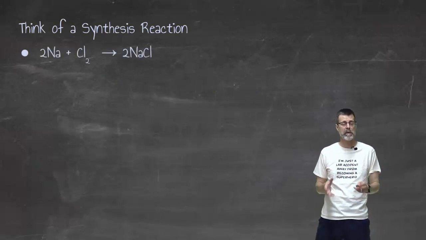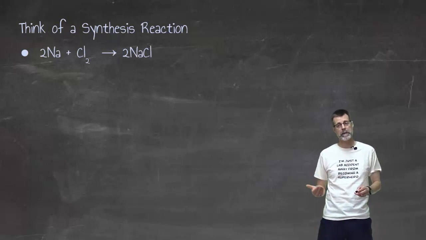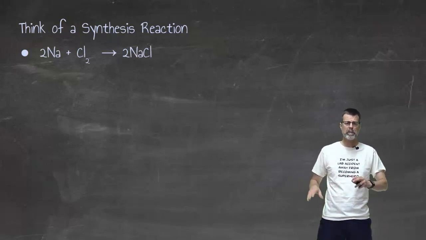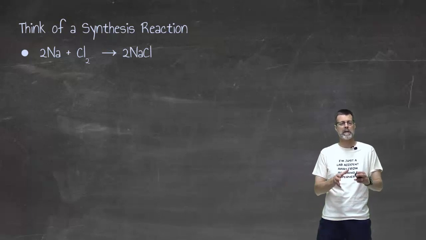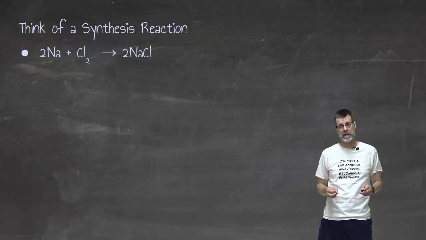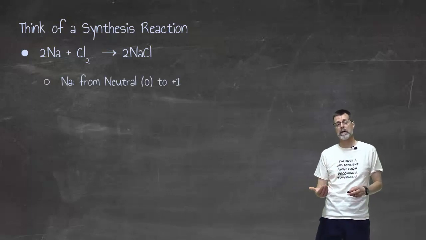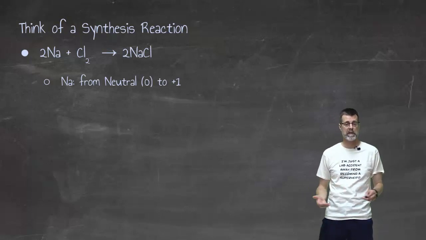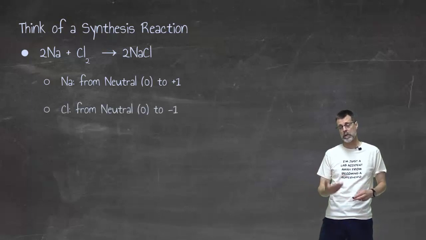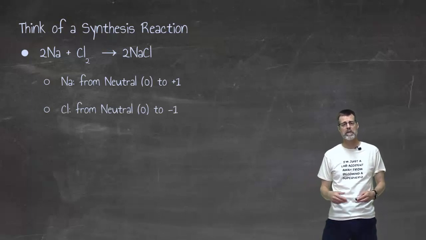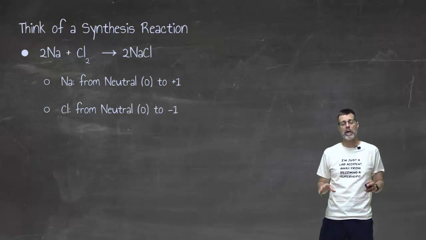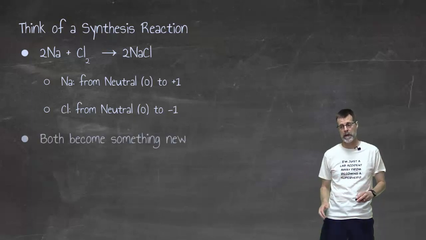If I have a fairly simple synthesis reaction between sodium and chlorine to produce sodium chloride, and of course I don't have the states in here, but I'm using the atoms or the elements as I know them, including diatomic chlorine. Sodium undergoes a change of forming an ionic bond. So it starts out as a neutral atom and finishes as a +1 charge. And chlorine, something similar except opposite, starts out as a neutral atom and goes to a -1 charge. So I can look at both of those and say they have changed and they have become something new. They've gone from a neutral atom to an ion. So they both have undergone a reaction.